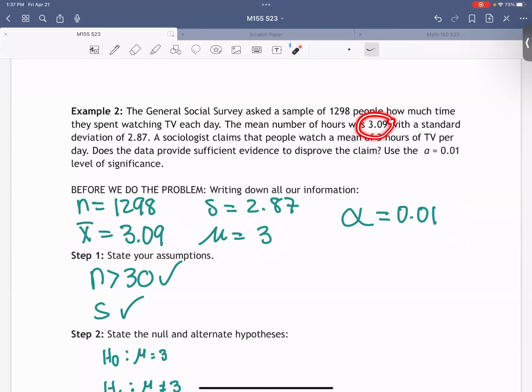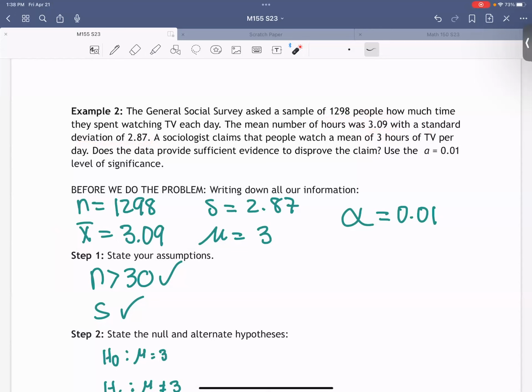Does anyone want to explain why 3.09 is the sample mean and not the population mean? It was given along with the sample standard deviation, which is nice. Oh, that's true. Yeah, it's given with the sample standard deviation, right? So that would make sense. And it's also mentioned right after we talked about the sample, right? So we introduced the sample immediately after we talked about the mean. That means that the sample mean has to be 3.09.